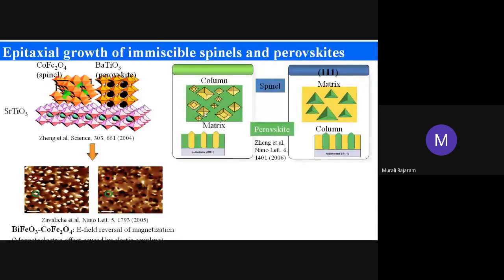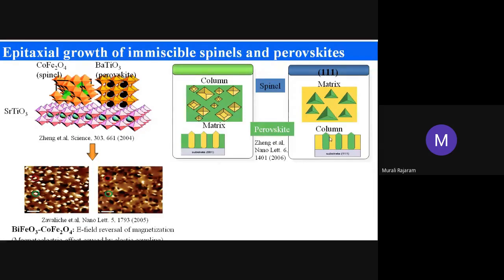In our case, this is cobalt ferrite. So on a 001 oriented substrate, you will have a perovskite matrix with spinel nanorods. If you change the substrate orientation to 111, you will have a perovskite matrix, spinel matrix and perovskite column.